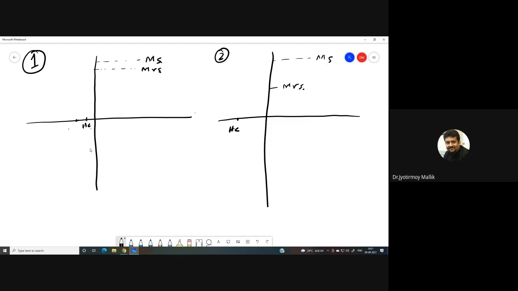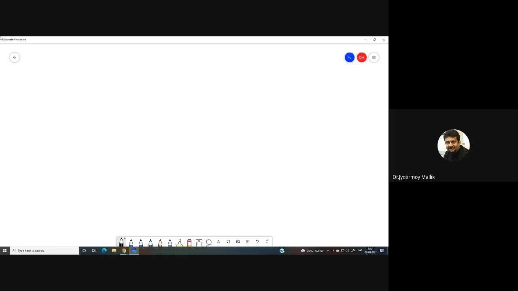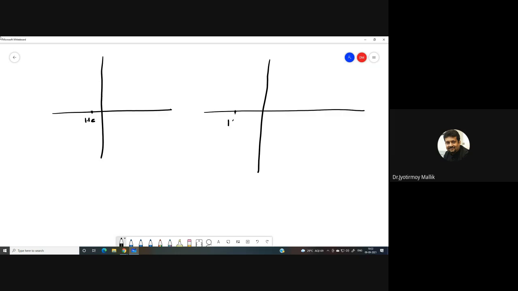So, can you tell me which one is? Let us just look. Let me not complicate first. Let me just use it very easily. Now, if I have two cases, in one, HC is smaller, and in the other case, HC is larger.